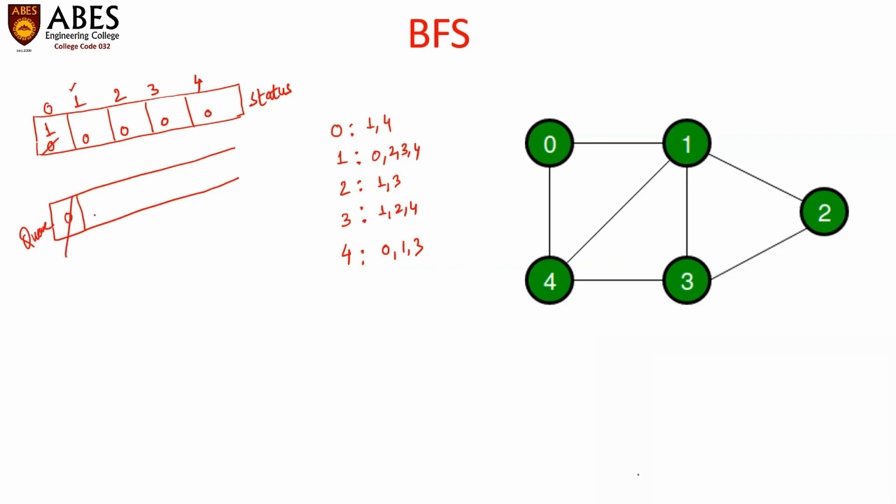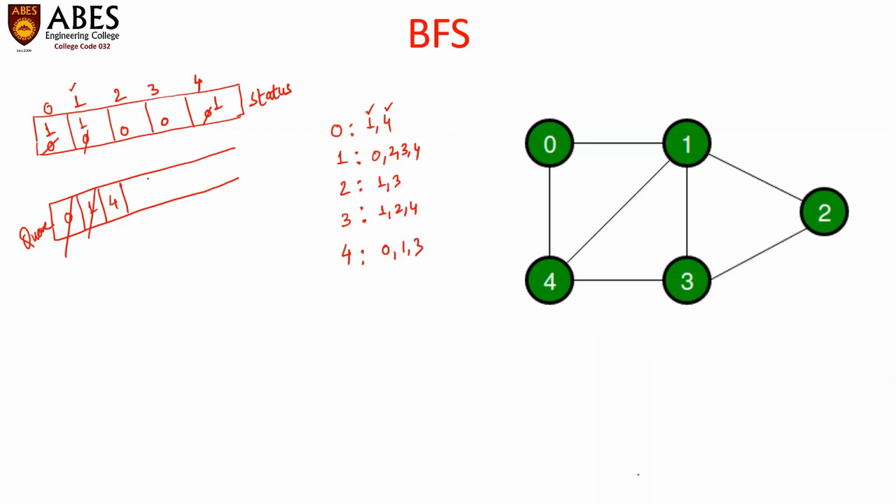Then we delete this vertex 0 and try to find out the connections from 0. So from 0, the connections are 1 and 4. One by one, let's see if they have got visited earlier or not. So 1, the status of 1 number vertex is 0. It means it has not got visited earlier. So let's mark its status as 1 and push it on the queue. 4 is also 0. It means 4 has not got visited earlier. So the status of vertex number 4 is 1 and this has got pushed on the queue.